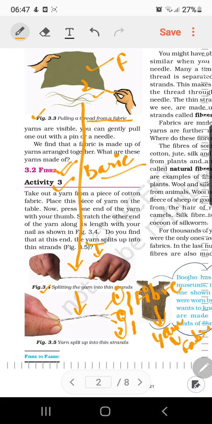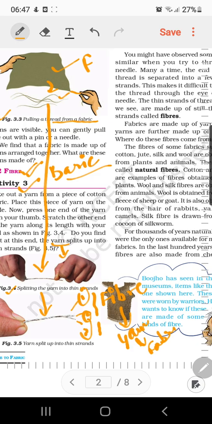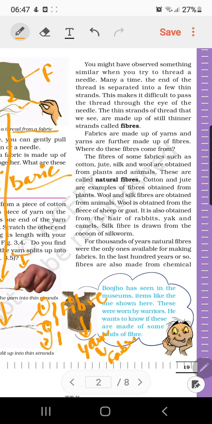So this activity ultimately helps you to identify what the fibers are, and since you are able to identify and extract these fibers, let's see what the different types of fibers are. Fabrics are basically made up of yarns, and the yarns are further made up of fibers. This is a very important statement, you can write it down in your notebook also.